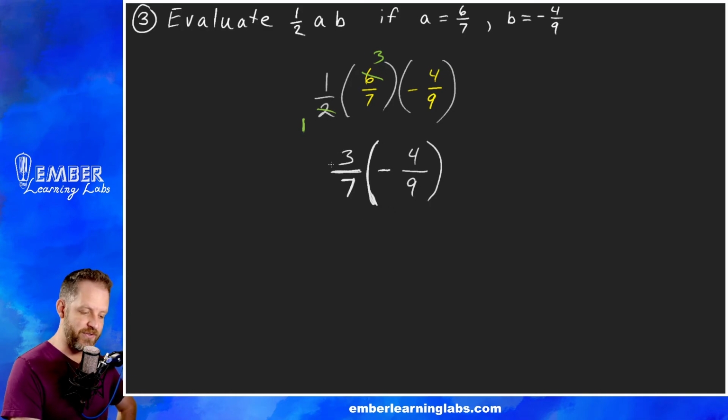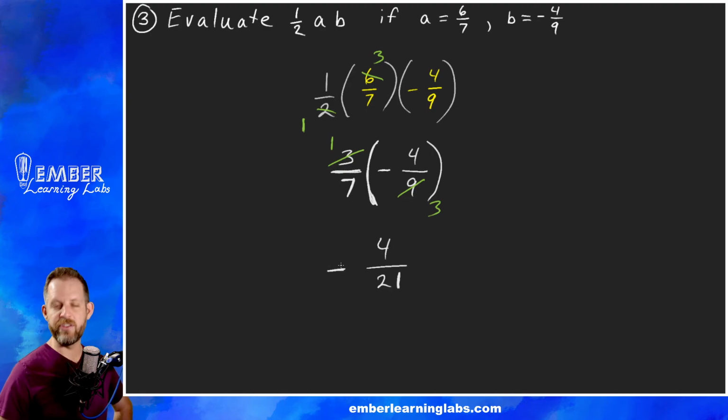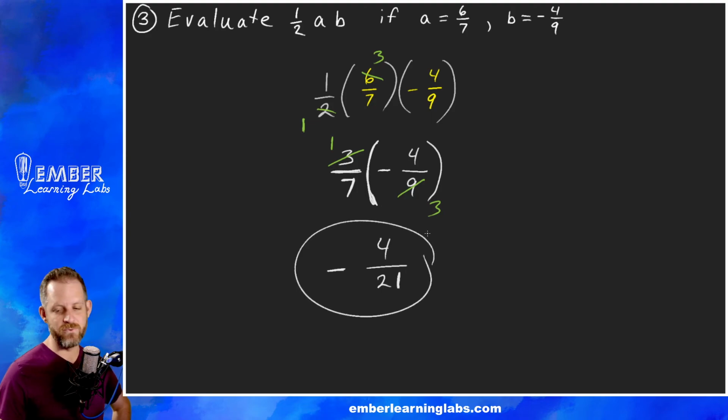3 and 9 reduces. 3 divided by 3 is 1. 9 divided by 3 is 3. Easy peasy, lemon squeezy, right? 1 times 4 is 4. 7 times 3 is 21. But it is a negative 4/21 because negative times a positive is a negative. That's really simple. That's it for multiplying fractions.